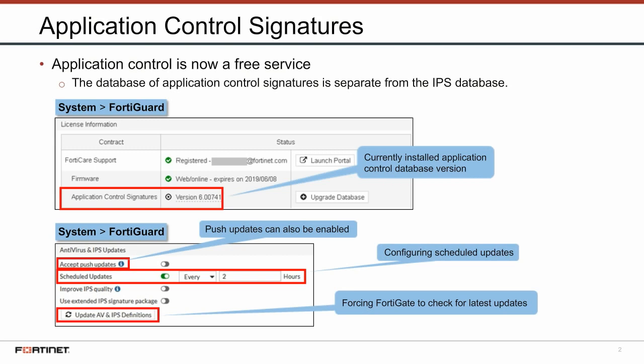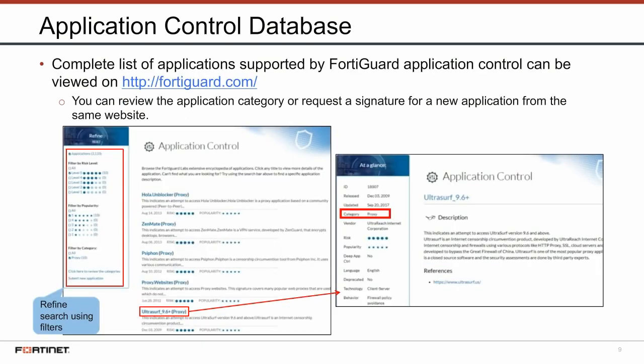The application control signature database information is also displayed on the FortiGuard page. You can also enable push updates so that FortiGate receives updates as soon as they are available from the FortiGuard server. You can view the latest version of the application control database on the FortiGuard website, http://www.fortiguard.com, or by clicking an individual application signature in the application control profile.